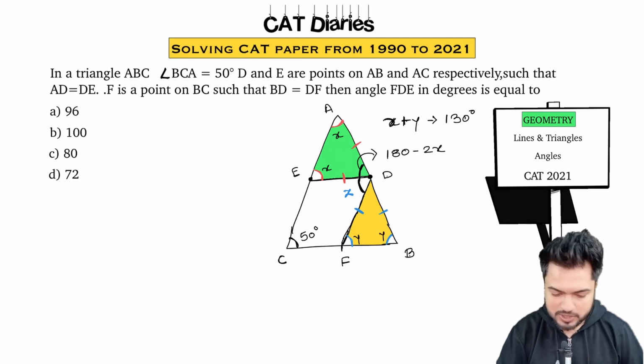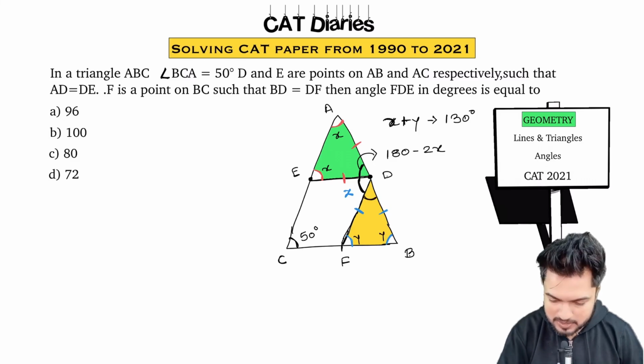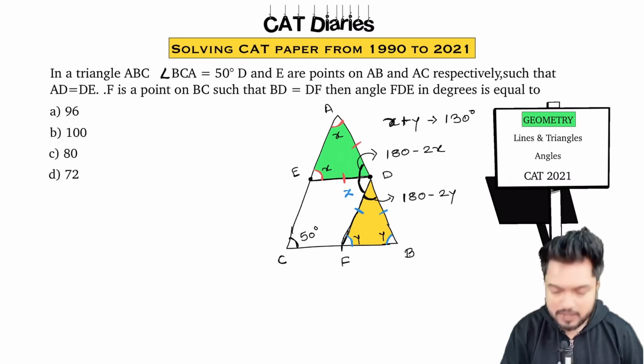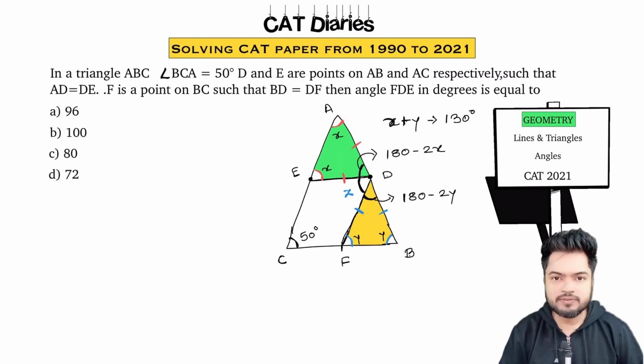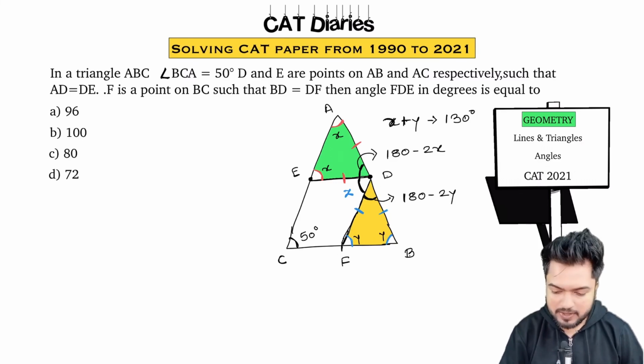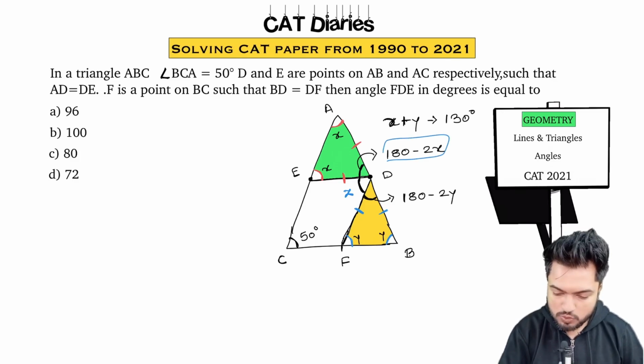Similarly, I would say that this angle here would be equal to 180 minus 2Y. Why? Because I'm seeing this triangle now, the yellow triangle, which is BDF. In BDF, this is Y, so this becomes 180 minus 2Y, for the same reason: the sum of the measures of angles of a triangle is 180 degrees. So what do I know now?